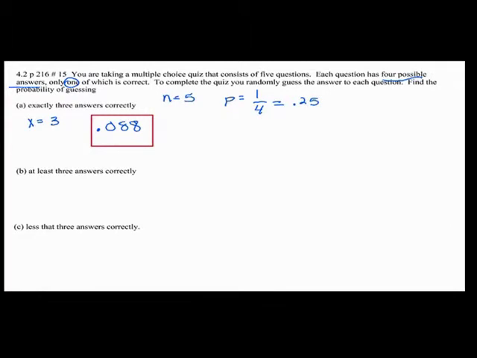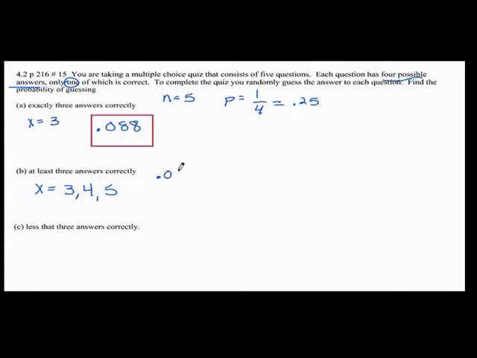Let's take a look at Part B. Here it is at least 3 answers correctly. So at least 3, I'm going to pay you at least $3. I can't give you 2, but I can give you $3, and I can give you $4, and I can give you $5. But I can't give you $6 here because there's only 5 questions.